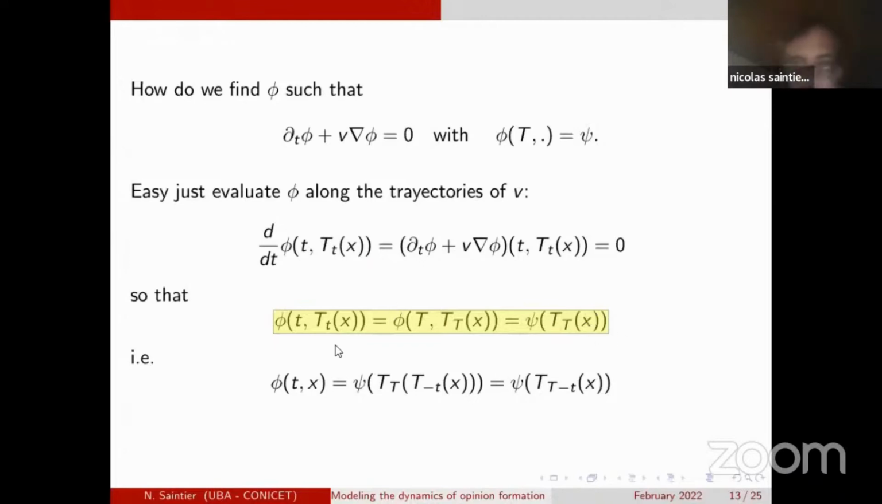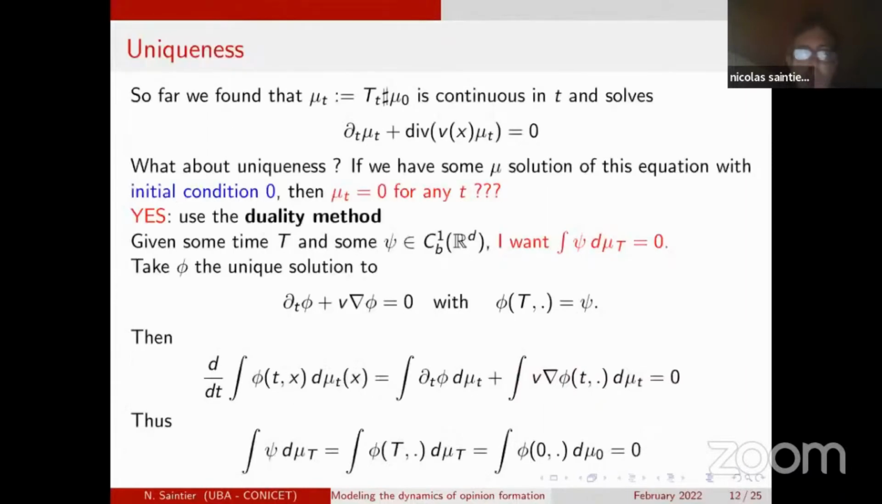And then, since my flow T sub t is a bijection, I've got this candidate as a solution for my equation, and we can check easily that this is the right solution. Okay, so I just showed you how you can find the right candidate. What do we need? What do we want? What property should phi verify? Right. So that's it. This was just a small aside. Okay. So we are good. The duality method works and gives me uniqueness.